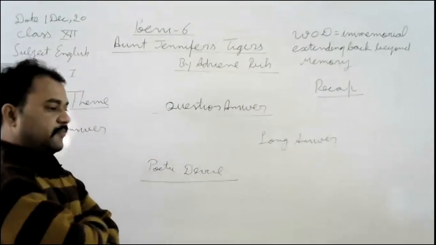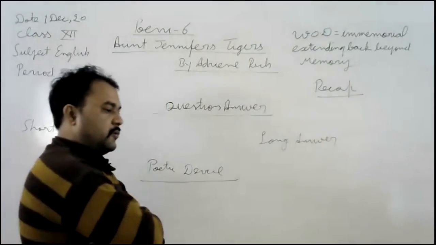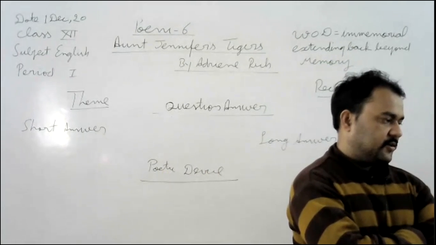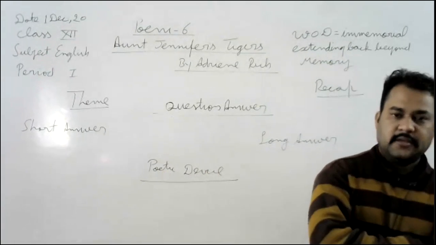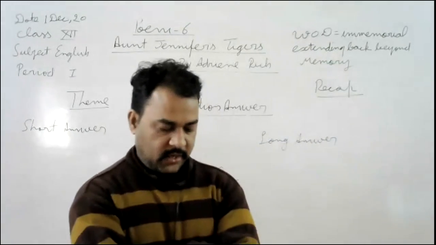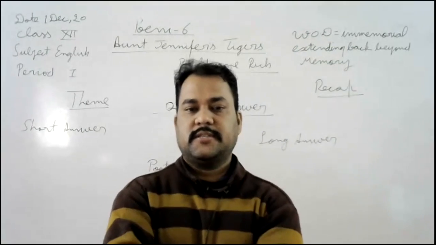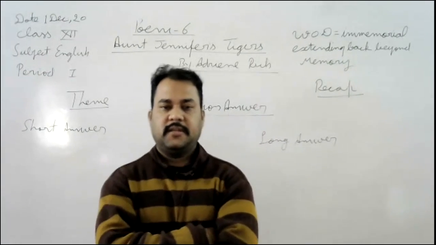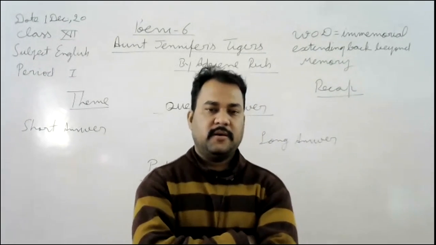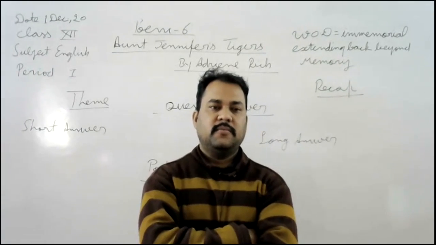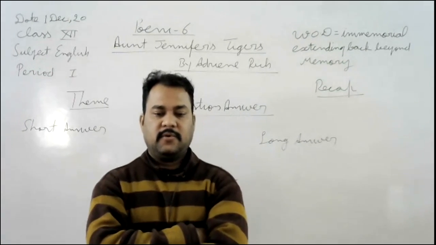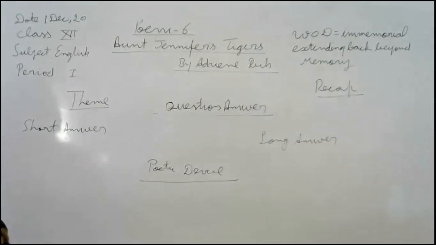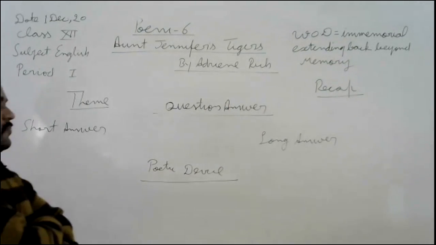So, previous time we had finished the poem, that is Aunt Jennifer's Tigers, written by Adrienne Rich. So we have to discuss the questions and answers of the poem. And those who were present know very well what we have read in the poem, what is the theme of the poem, who is the main character, what is the rhyming scheme of the poem, and the poetic devices used in the poem.